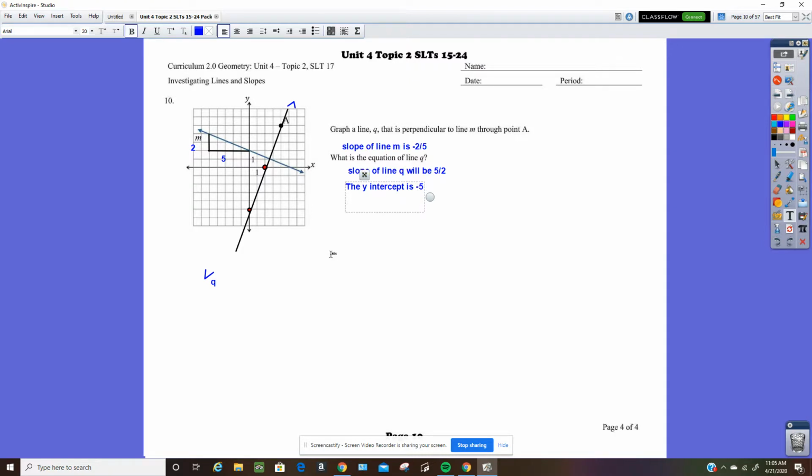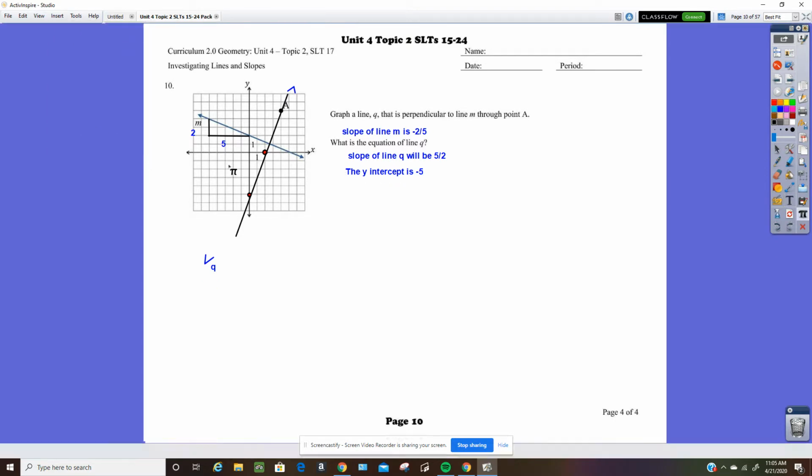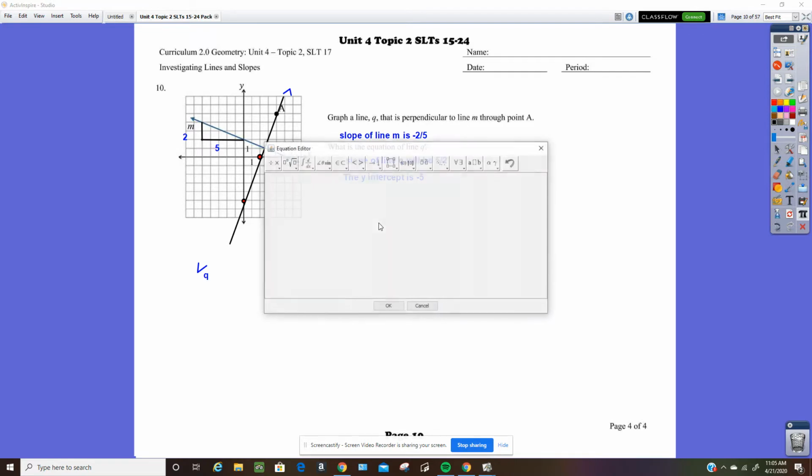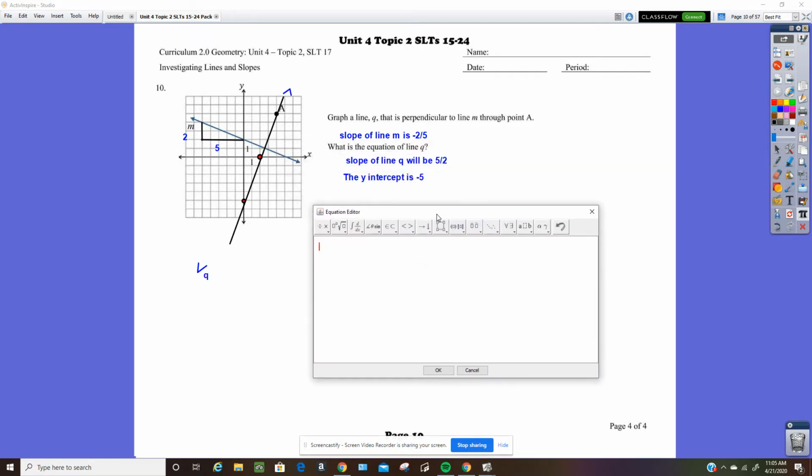So the equation would be y equals, the slope is 5/2, and then minus 5.